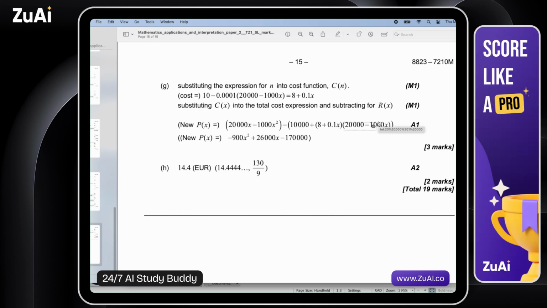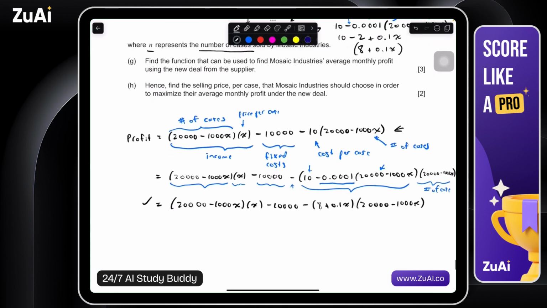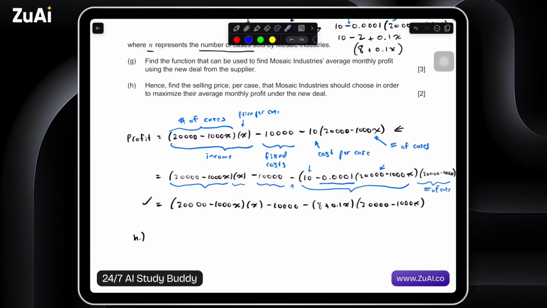Okay, so let's return to the main document that we're editing right now and go on to H. H says, hence find the selling price per case that Mosaic Industries should choose in order to maximize their average monthly profit under the new deal. In this case you might want to simplify it because this is going to be a lot to put in the calculator. I'm going to multiply it out just to see how you can possibly do it.